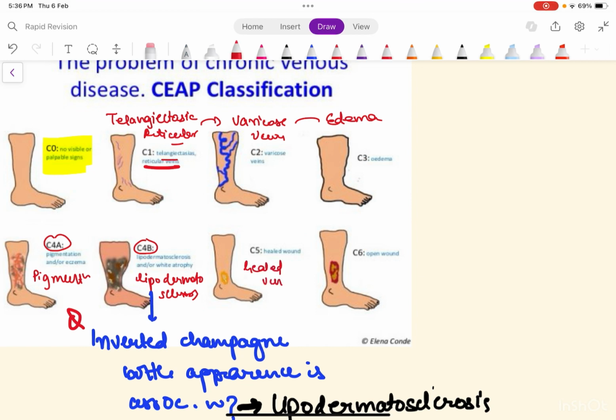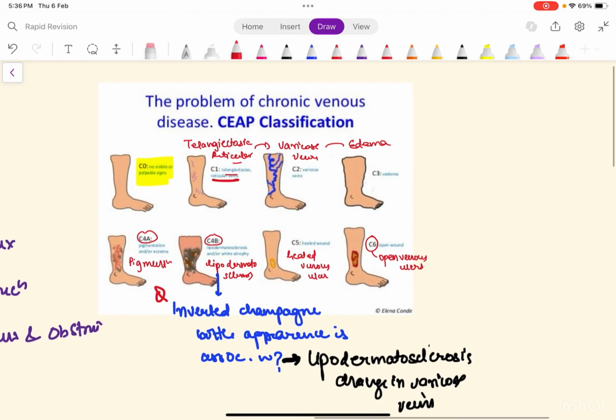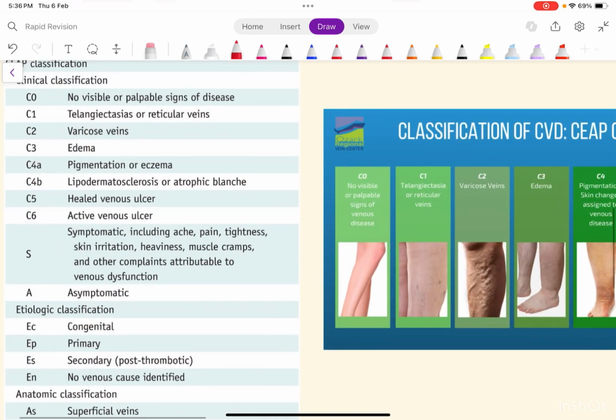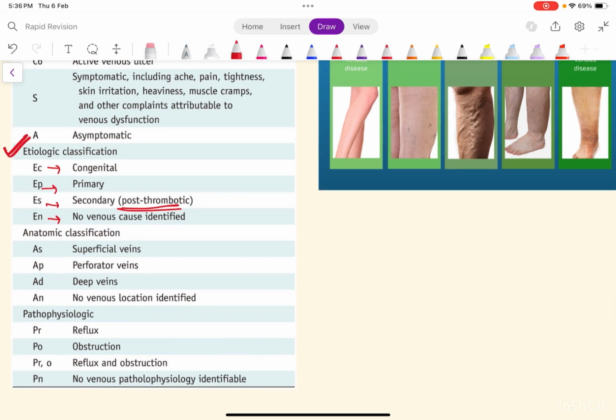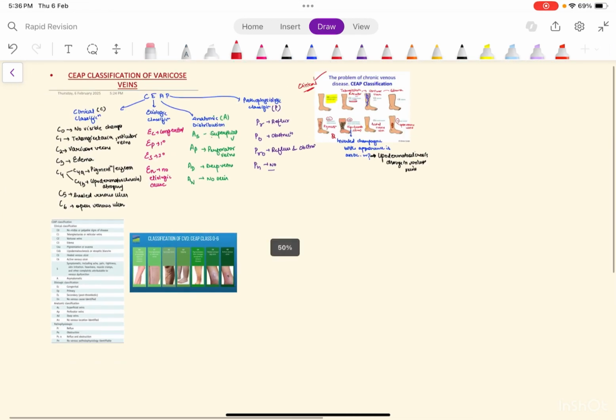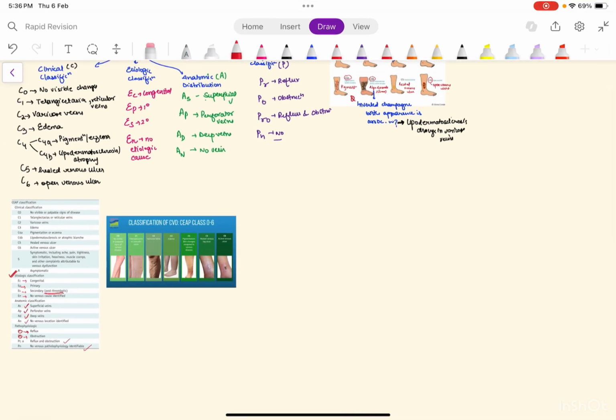Then C5 is basically healed venous ulcer, and then C6 is open venous ulcer. Alright, this is like the clinical. Then we have etiologic here. Now etiologic, congenital, primary, secondary is post-thrombotic, and then N is no venous cause can be identified. Then As is superficial, Ap perforator, Ad deep, and An no vein location identified. Then just remember two things, R and O. So reflux, obstruction, then reflux and obstruction. Alright, so this is it.